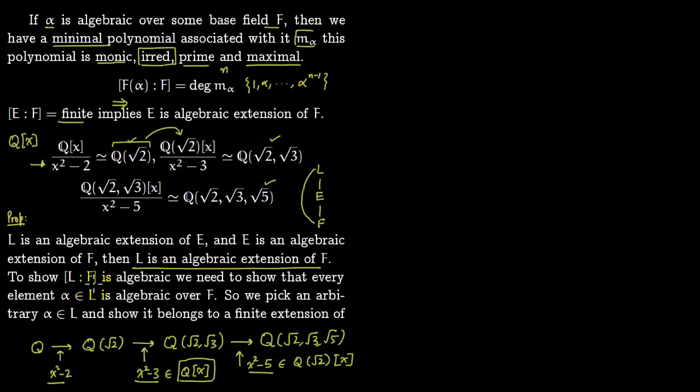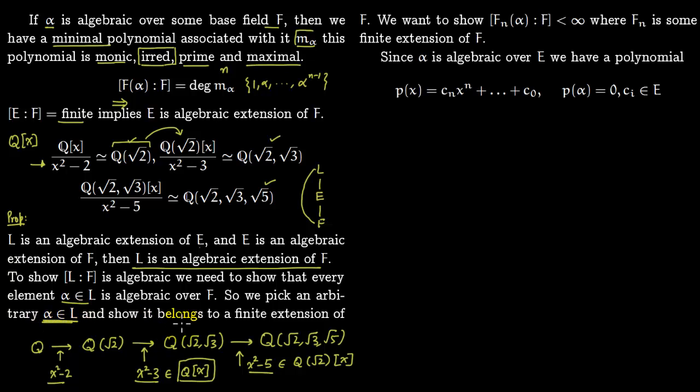To show the extension L over F is algebraic, we need to show that every element alpha in L is algebraic over F. So our strategy is that we pick some arbitrary alpha in L and we show that it belongs to a finite extension of F. Basically we want to show that F_n(alpha) over F is finite, where F_n is some finite extension of F. The idea is that we want to use this theorem. We will show that this extension is finite. That means F_n(alpha) over F is an algebraic extension of F. So instead of E, we are now going to write F_n(alpha). If this is algebraic over F, in particular alpha will be algebraic over F.